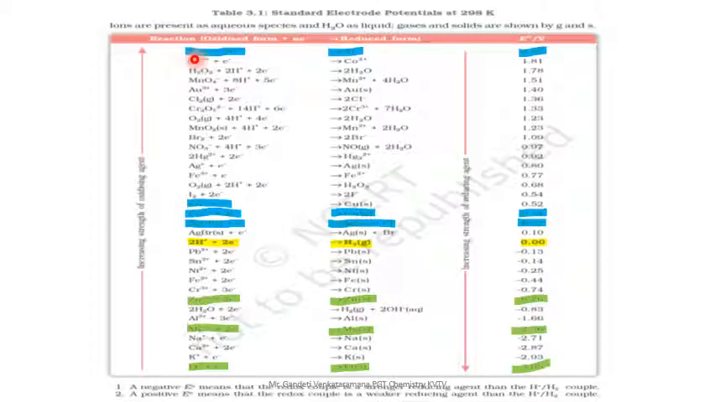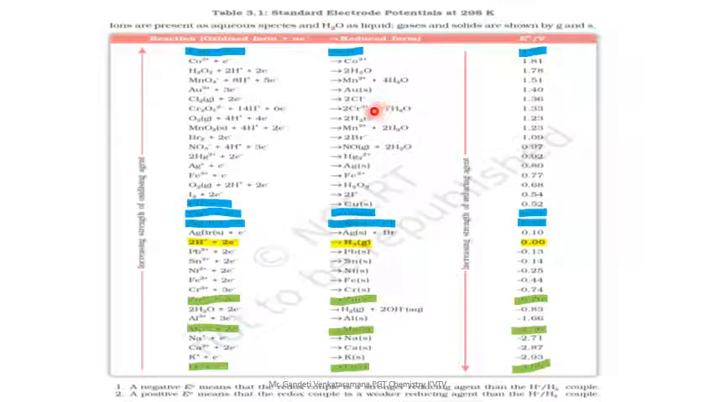Check the first one, highlighted in blue color. Fluorine: when we add 2 electrons to fluorine, we get 2F minus. What is the oxidation state of fluorine? In F2 the oxidation state is 0, the oxidized form. When we add electrons, we get F minus, where the oxidation state is -1, the reduced form. This is the E0 value.